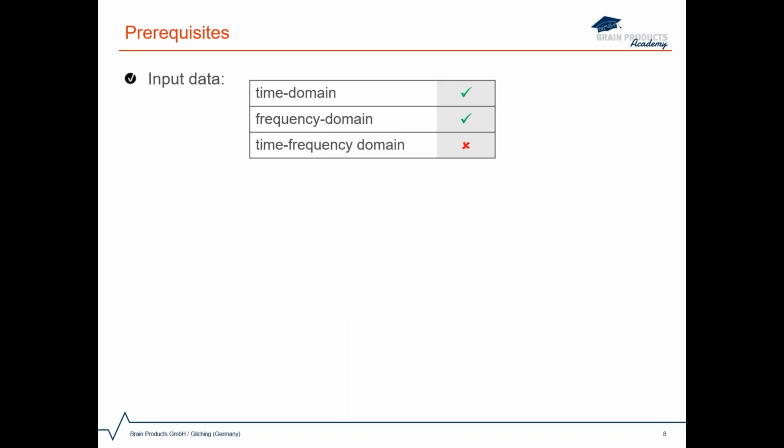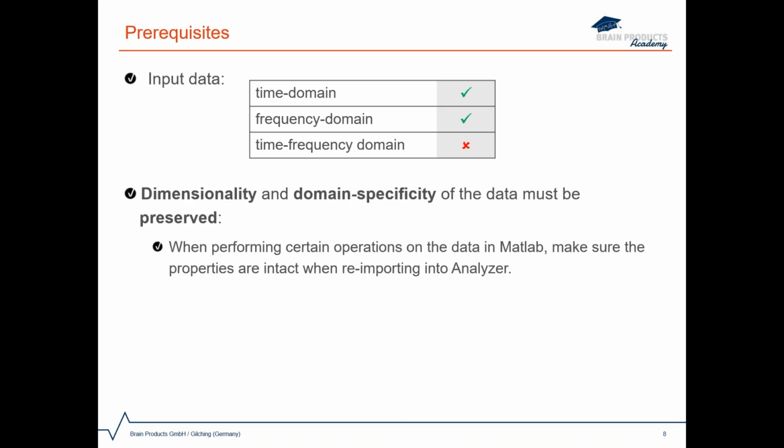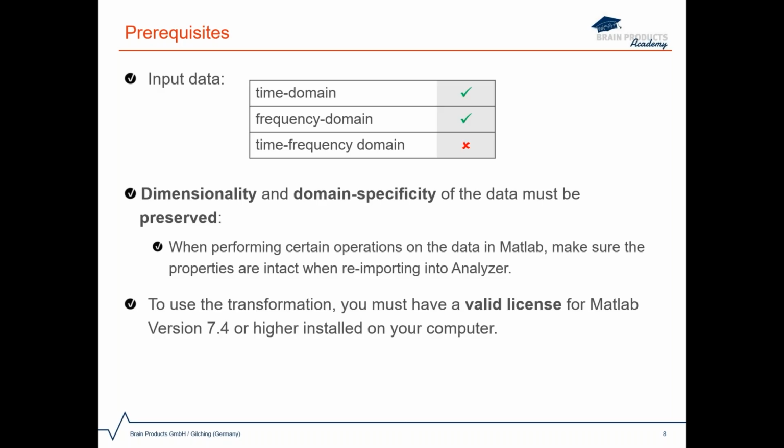Please be aware that the Matlab transformation works with time and frequency domain data, but not with time frequency domain data. When transferring the data back to Analyzer, dimensionality and domain specificity of the data must be preserved. In order to use the transformation, you must have a valid license for Matlab version 7.4 or higher installed on your computer.